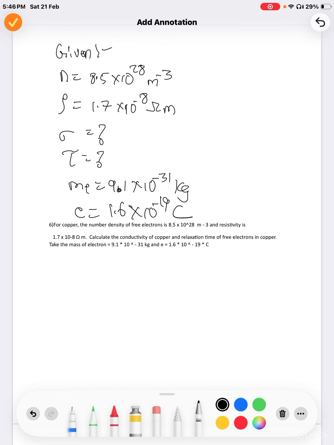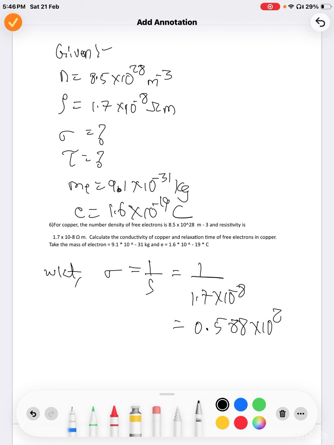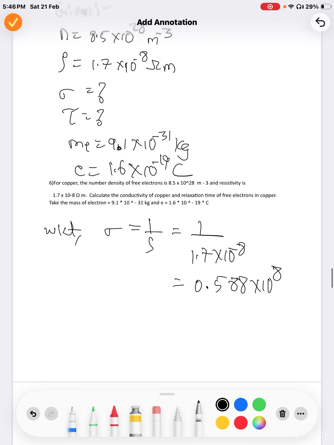Okay, so we have to find the current, sorry, conductivity. So how to find conductivity? Once you know the resistivity, you know the formula. We know that conductivity is just the reciprocal of resistivity. So 1 by 1.7 × 10 to the power of minus 8 will become the answer. So minus 8 becomes plus 8. So 1 by 1.7 becomes 0.588 × 10 to the power of plus 8. Siemens is the unit.